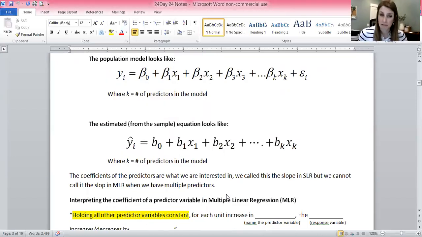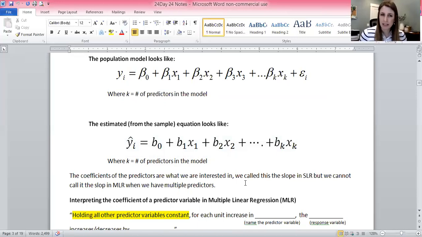This is what we're getting from Minitab, because that's what we're giving Minitab, the sample. It's the same equation. You can see it looks exactly the same. It's just we use B instead of beta. Beta is for the population, B is for the sample. And you can see everything is the same right here. Okay. The coefficients of the predictor, so B1, B2, all the way up to BK, that's what we're interested in.